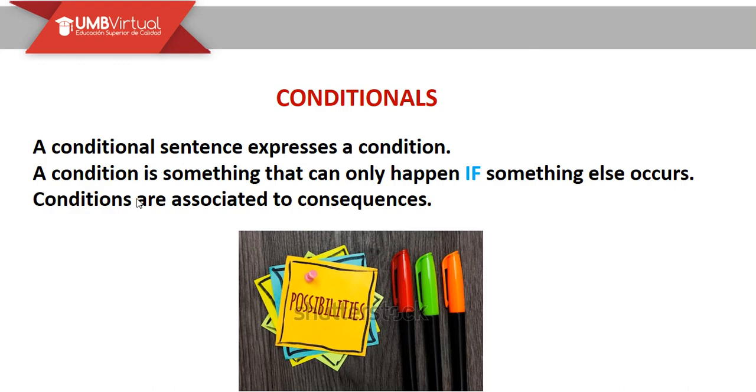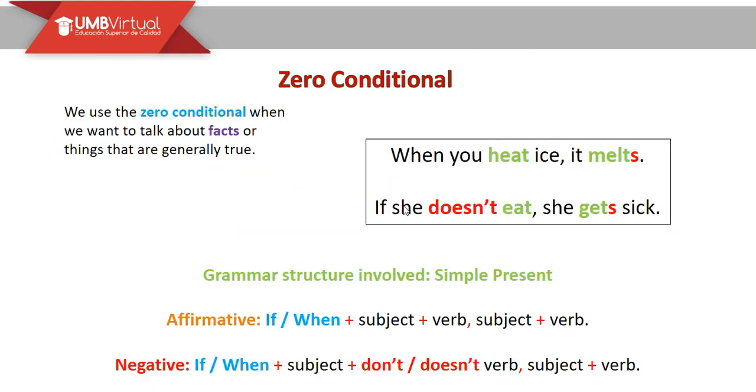Entonces en este caso sabemos que una oración condicional expresa como tal cierto tipo de evento, right? A condition is something that can only happen, si la condición se da, es algo que solo puede ocurrir si otro evento más ocurre. So, those conditions are associated to consequences. That's the main topic of this one.